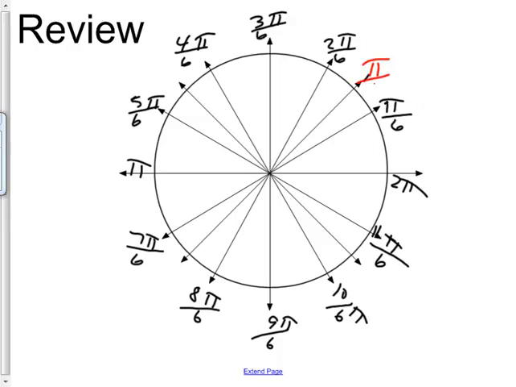Pi over 4. 2 pi over 4 would be here. Notice it's the same exact thing. 3 pi over 4. 4 pi over 4 would be there, which is the same thing. 4 pi over 4. 5 pi over 4. And then 6 pi over 4 is the same as that one. 7 pi over 4. And 8 pi over 4 would be the same as 2 pi.